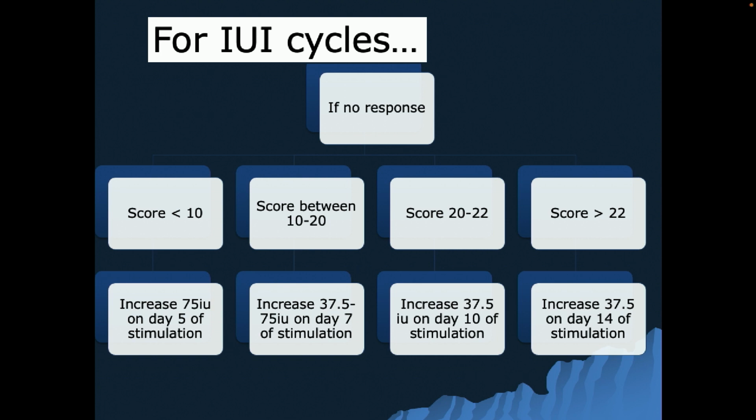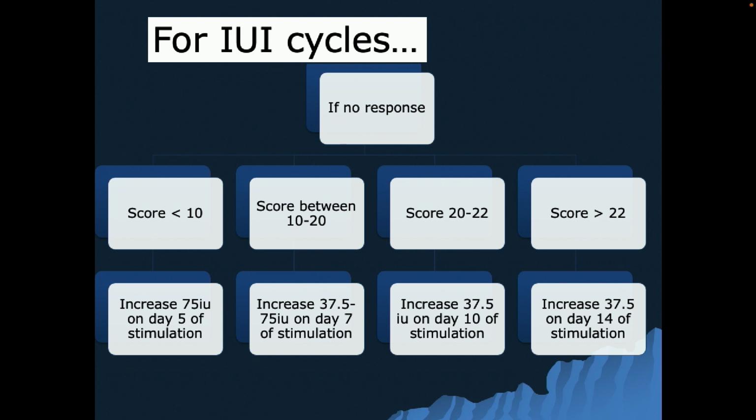But if the score is more than 22, a severe PCO patient, the typical chronic low dose protocol is what you are going to follow. See on day 5, no response, continue the same dose. See on day 10, no response, continue the same dose. See on day 14, and even then there is no response, only then add 37.5. And if your stromal flow is correctly calculated, you will not need to increase the dose for the second time for sure.